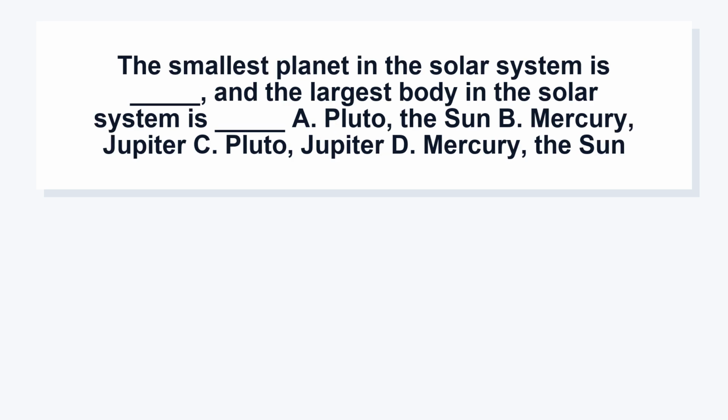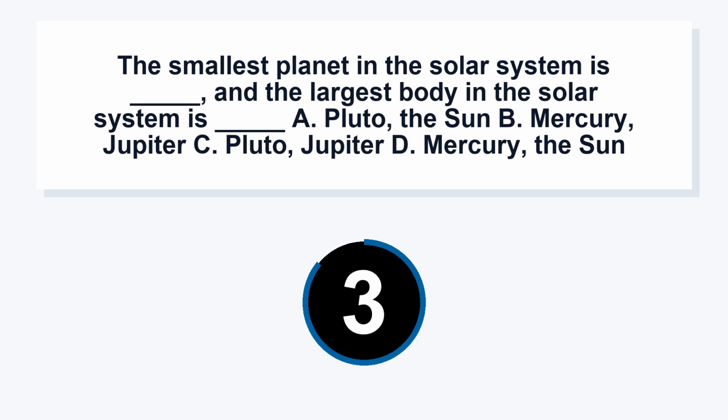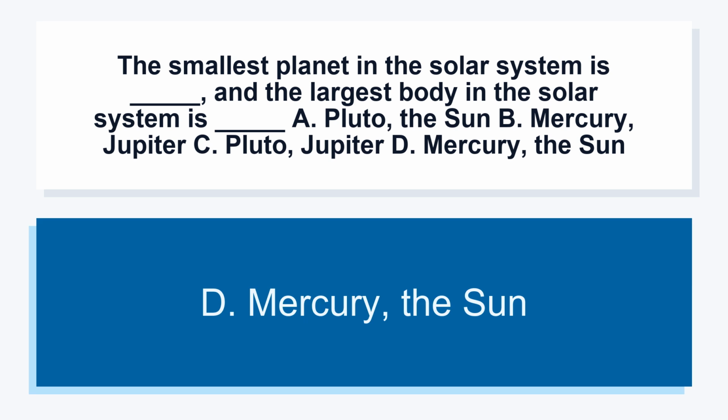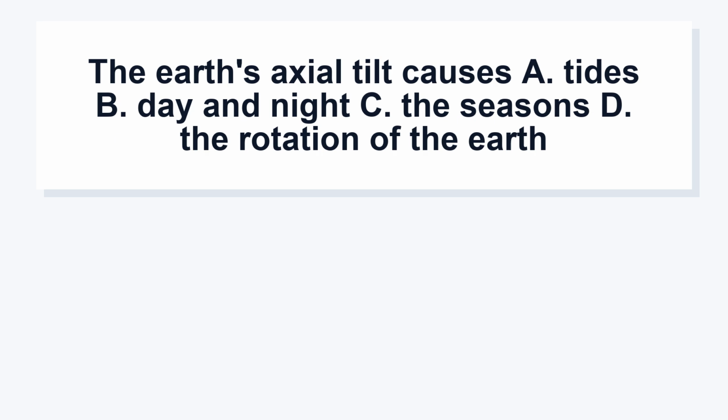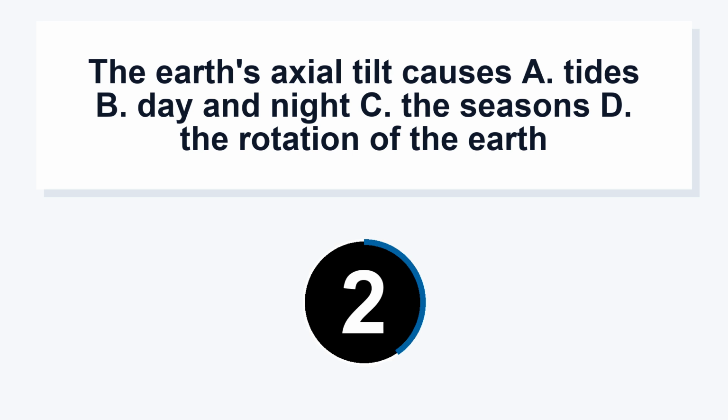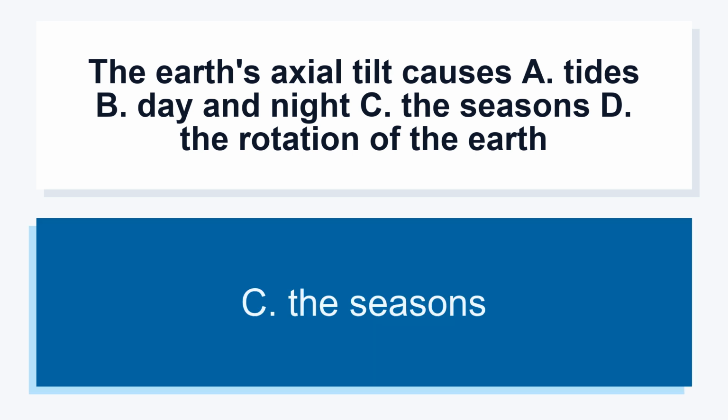The smallest planet in the solar system is and the largest body in the solar system is A. Pluto, the Sun. B. Mercury, Jupiter. C. Pluto, Jupiter. D. Mercury, the Sun. D. Mercury, the Sun. The Earth's axial tilt causes A. Tides. B. Day and night. C. The seasons. D. The rotation of the Earth. C. The seasons.